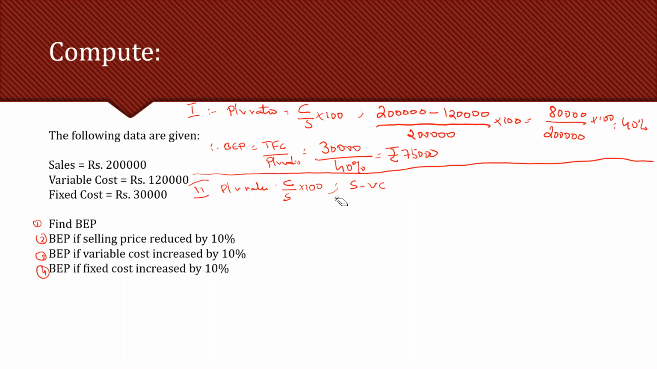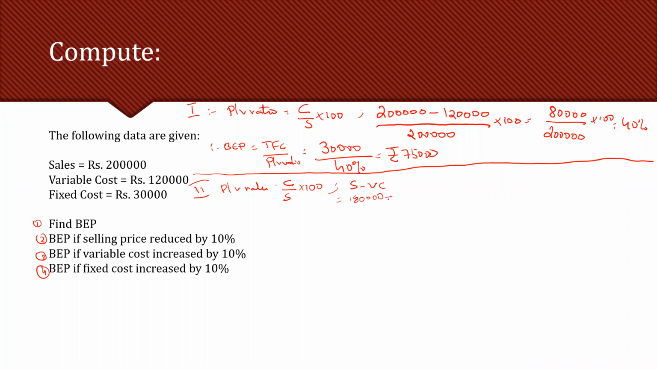What is the contribution? What will be the sales volume? Sales 1,80,000. Sales reduces to 1,80,000. What is the reason? 2 lakh into 10 by 100 is how much? 20,000. 20,000 will be reduced from selling price. That is why we are getting 1,80,000.